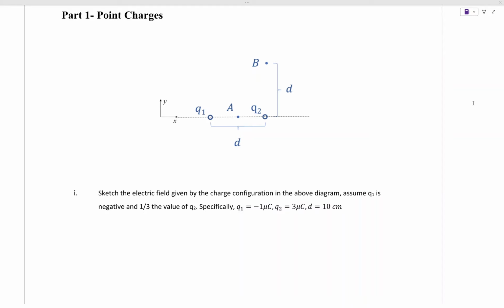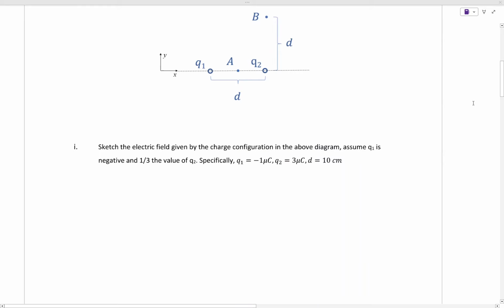So the situation specifically that we're considering are 2 point charges, Q1 and Q2, lying on the x-axis. And the first thing that we're going to look at is just to sketch what the electric field would look like. So let's do that. Now the charges are not equal. They are different magnitudes and different signs. So Q1 is -1 microcoulomb, and Q2 is 3 microcoulomb.